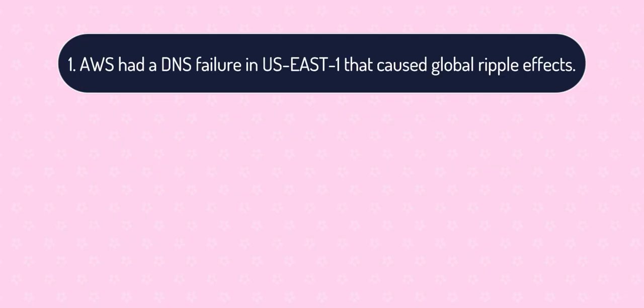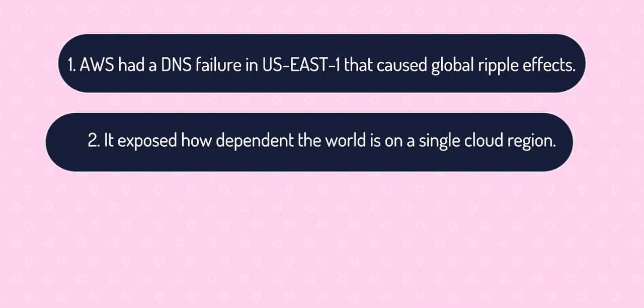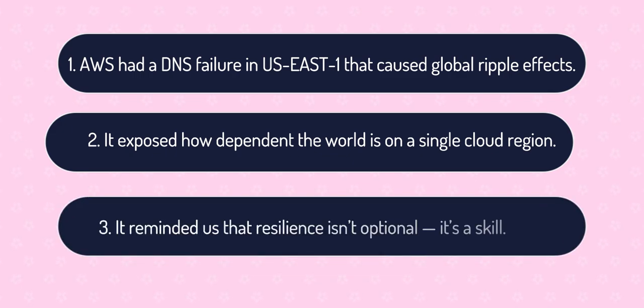So, let's summarize what we have learned in this video. First, AWS had a DNS failure in the US East region that caused a global ripple effect. Secondly, it exposed how dependent the world is on a single cloud region. And it reminded us as DevOps engineers that resilience isn't optional, it's a skill. If you are a DevOps or SRE engineer, take this as a free masterclass in failure design.